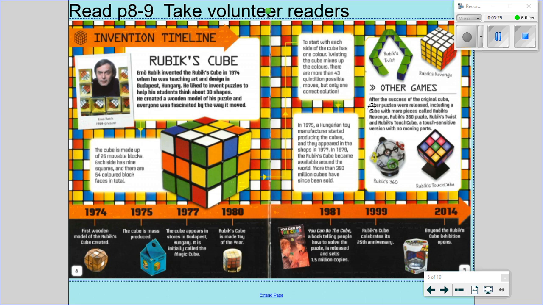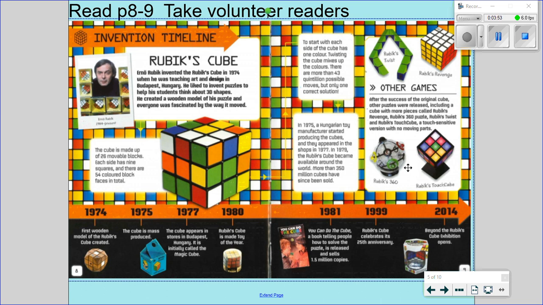Other games. After the success of the original cube, other puzzles were released, including a cube with more pieces called Rubik's Revenge. That's this one up here. Rubik's 360 Puzzle, Rubik's Twist, and Rubik's Touch Cube, a touch-sensitive version with no moving parts.